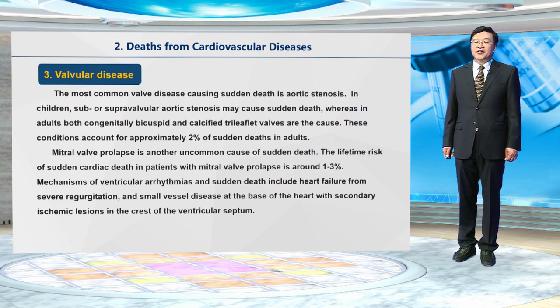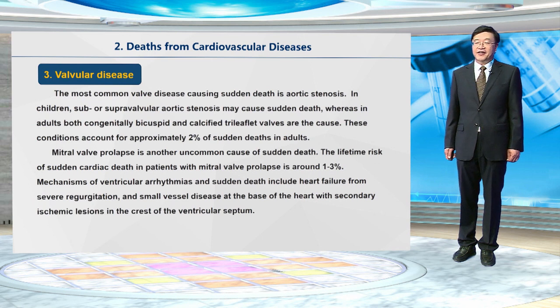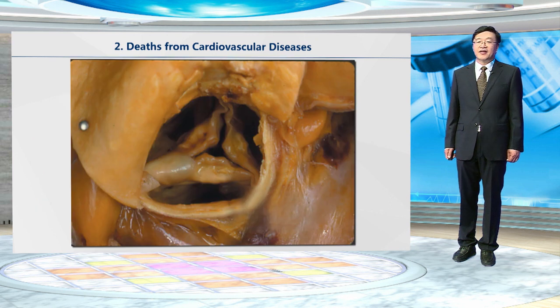Mitral valve prolapse is another uncommon cause of sudden death. The lifetime rate of sudden cardiac death in patients with mitral valve prolapse is around 1 to 3%. Mechanisms of ventricular arrhythmia and sudden death include heart failure from severe regurgitation, and small vessel diseases at the base of the heart with secondary ischemic lesions in the crest of the ventricular septum.